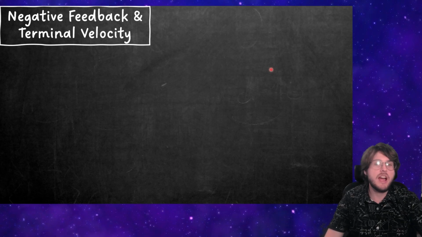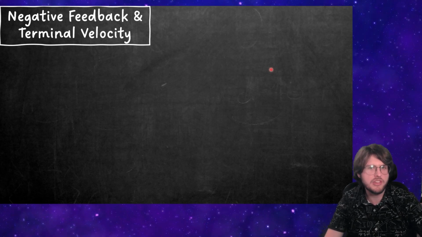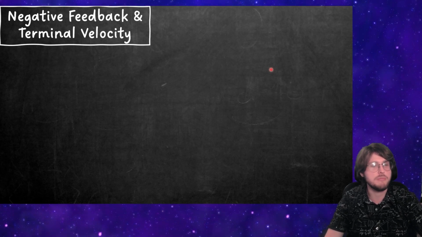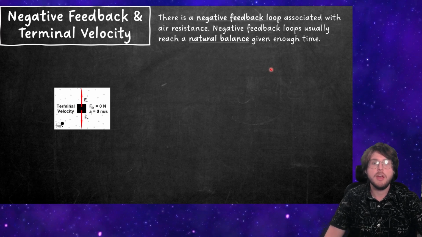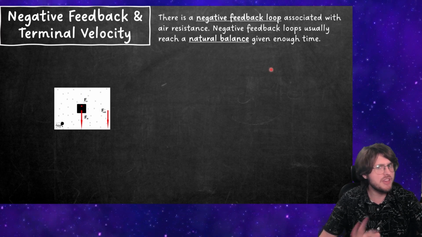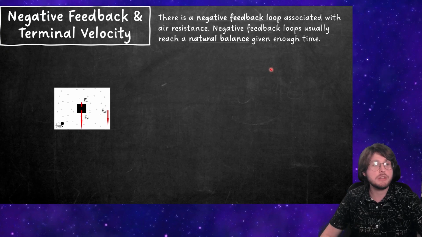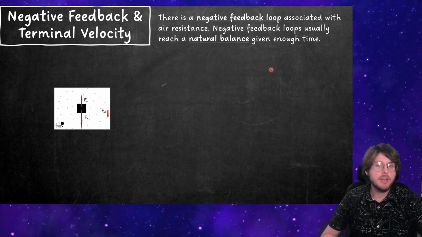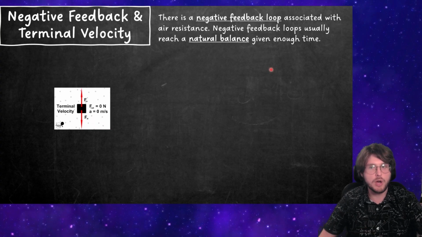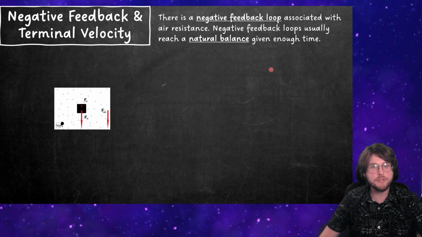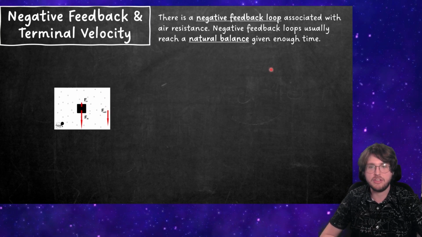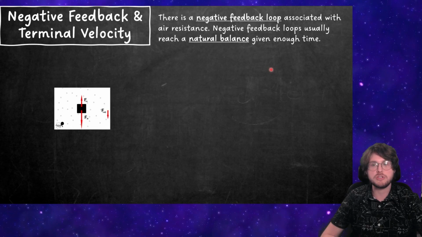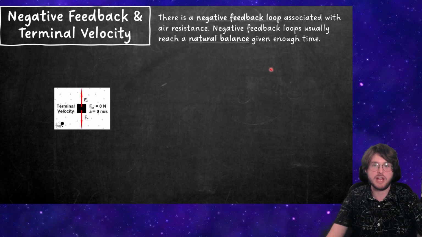So if you've ever taken a higher level biology class, or maybe you did this in one of your math classes, you've probably heard the term negative feedback loop before. And with air resistance, or any velocity-dependent force for that matter, we're going to be looking at a negative feedback loop. This usually just means that there's some observed quantity or effect in a system, and other factors are going to resist that effect in some way until eventually the loop reaches a natural balance if it's given enough time.